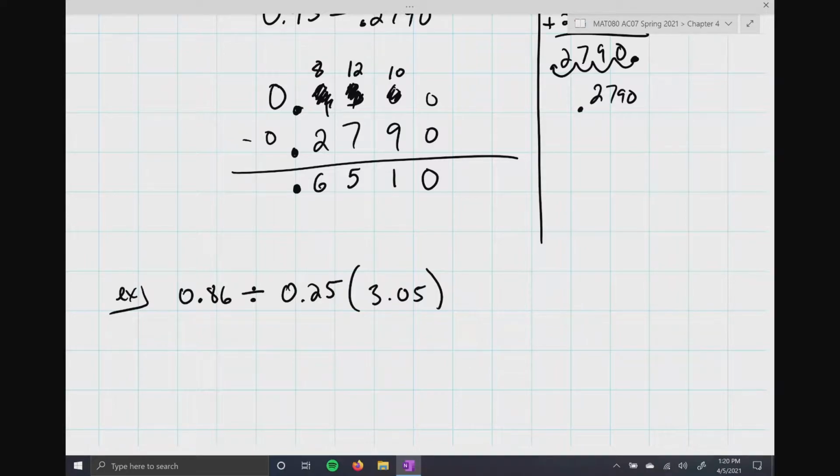I would imagine this one is going to take us a little bit of time because you actually have to divide and then multiply. Oh, I just gave the answer away.